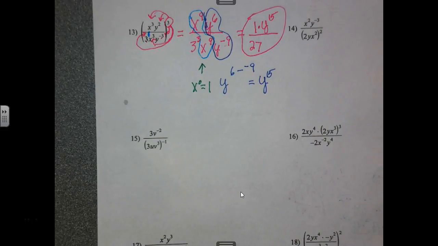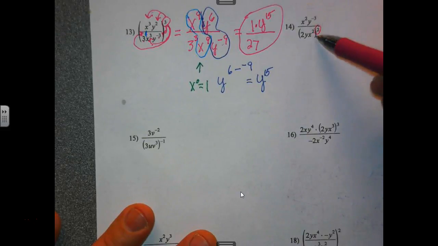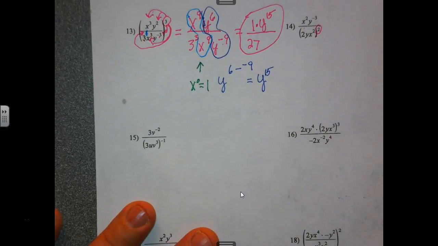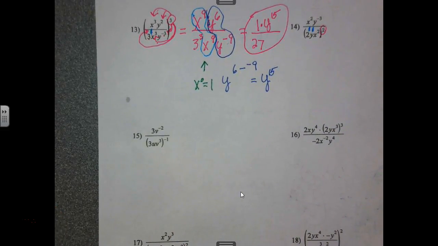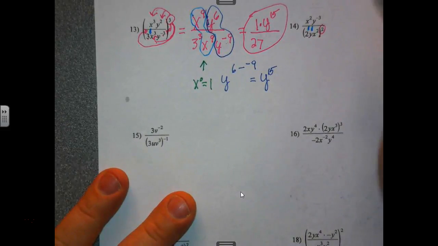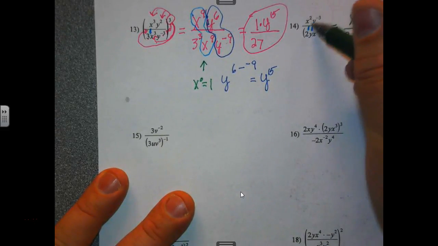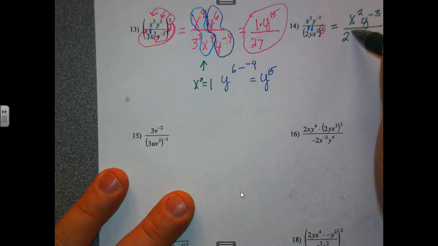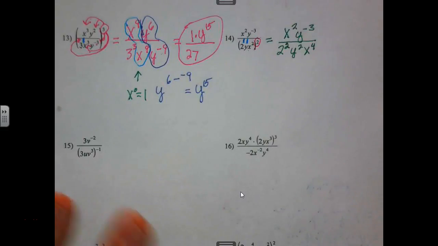Now, when you get into problems like number 14, you do have an exponent outside the parentheses, but it's only on the denominator. So you're only going to multiply the exponents of the denominator by 2. Okay? In other words, you're going to have x squared y to the negative 3 over 2 to the 1 minus 2, which is 2. Y to the 1 times 2 is y squared. X to the 2 times 2 is x to the 4th. Okay?